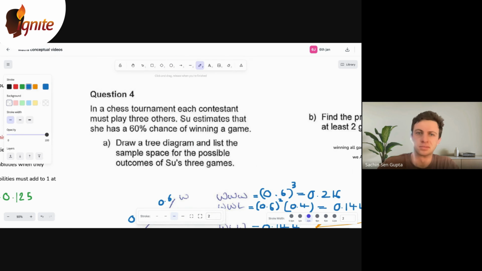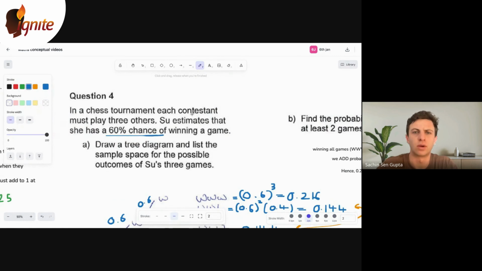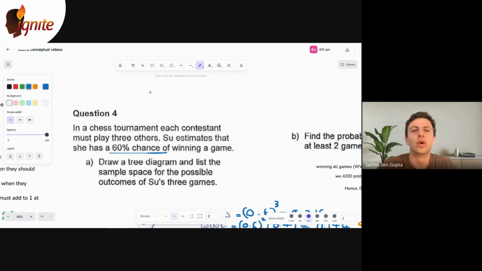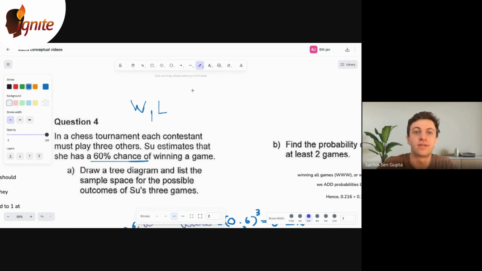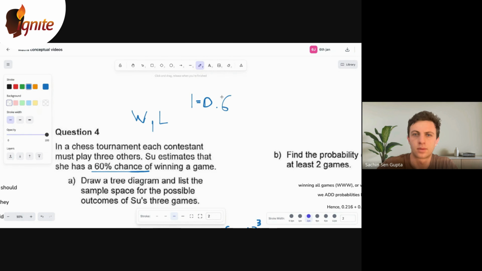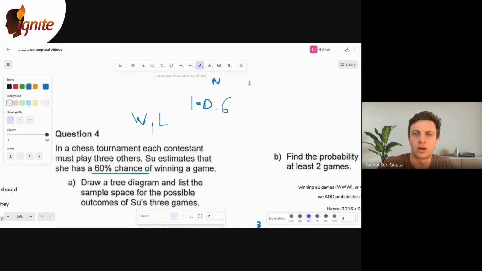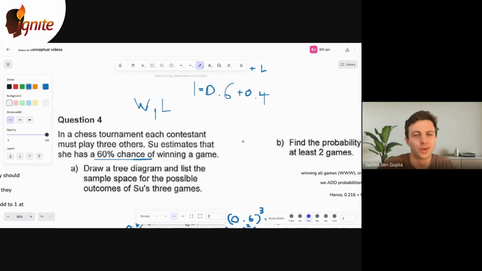Sue estimates that she has a 60% chance of winning a game. Therefore, what chance does she have of losing, right? Assuming we can only win or lose, of course you could draw in a chess match, but we'll ignore that. Win or lose, right? So win, comma, L. If this event is certain, it's 1, and with 60% chance, 1 equals 0.6 plus something, right? It's win, and then what about loss? What does that leave loss to be? 0.4, right? So we know she's going to have 40% chance of losing, assuming there's no possibility to draw.